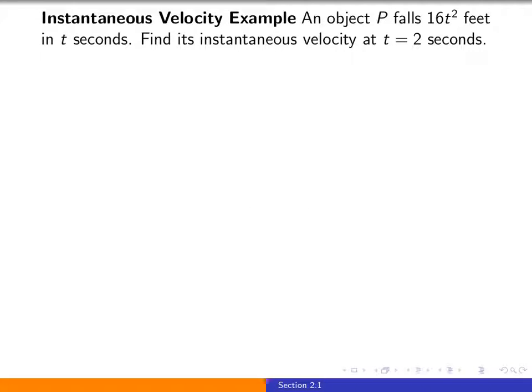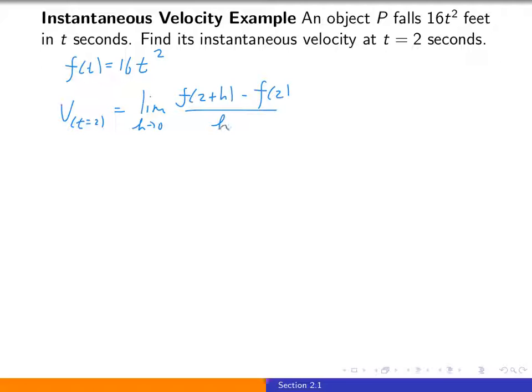So an object P falls 16 t squared feet in t seconds. Find its instantaneous velocity at t equals 2. The function we will use is 16 t squared. It's the distance function, how far the object has traveled in t time units. So the instantaneous velocity at t equals 2 is the limit as h approaches 0 of f of 2 plus h minus f of 2, all divided by h.